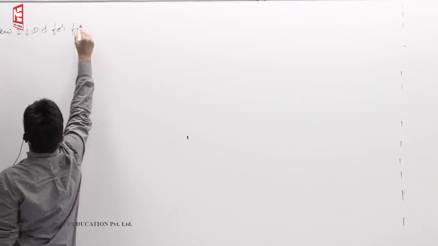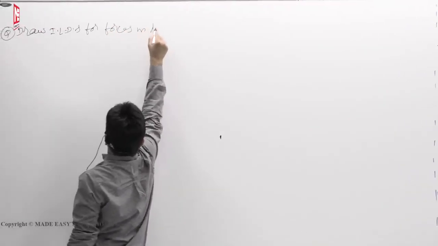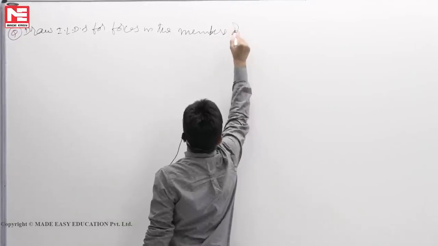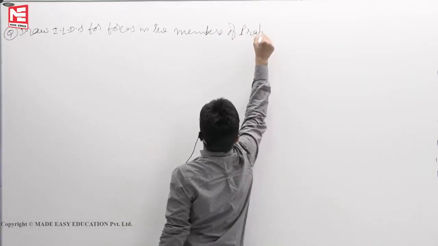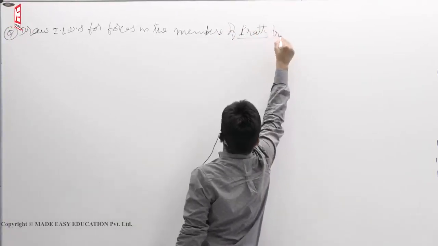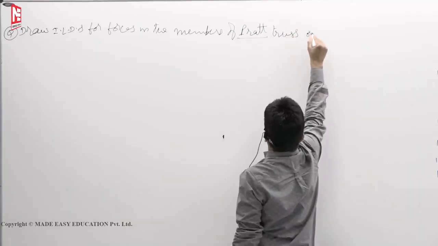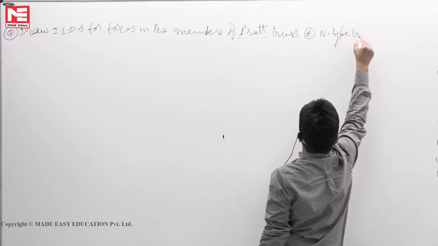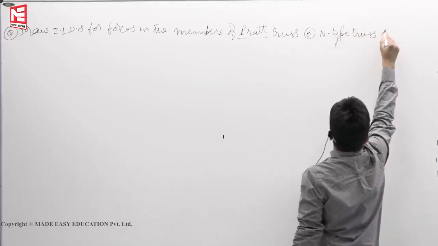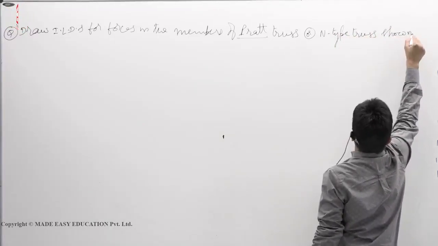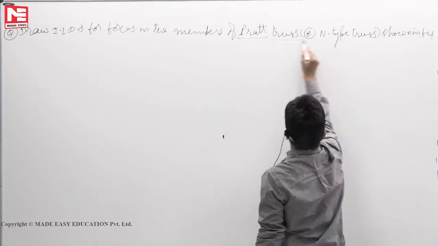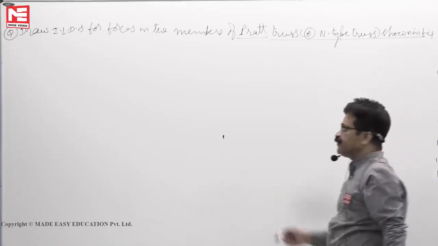Draw ILDs for forces in the members of a Pratt truss or N-type truss shown in figure.